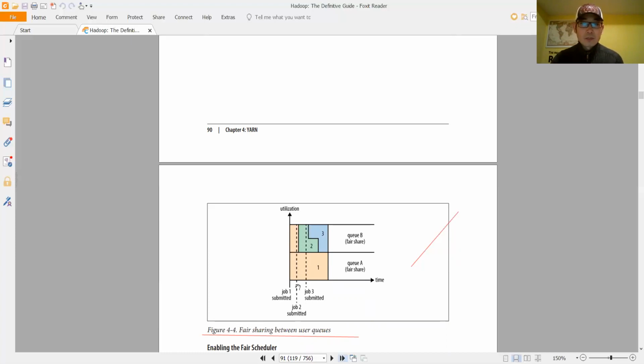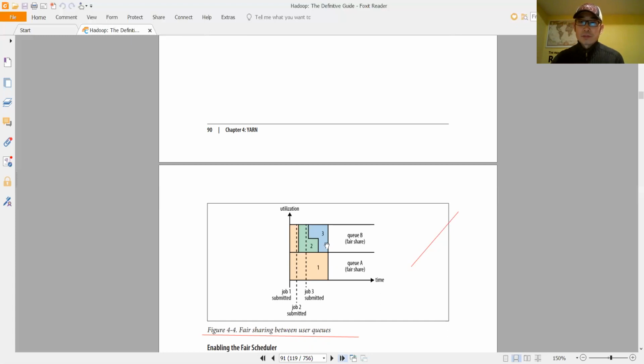And time B, job 2 submitted by user B, okay? So each of these queues, okay, take 50%. That's the behavior. What special is at time 3? Job 3 submitted, and this time job 3 was submitted by user B, okay?